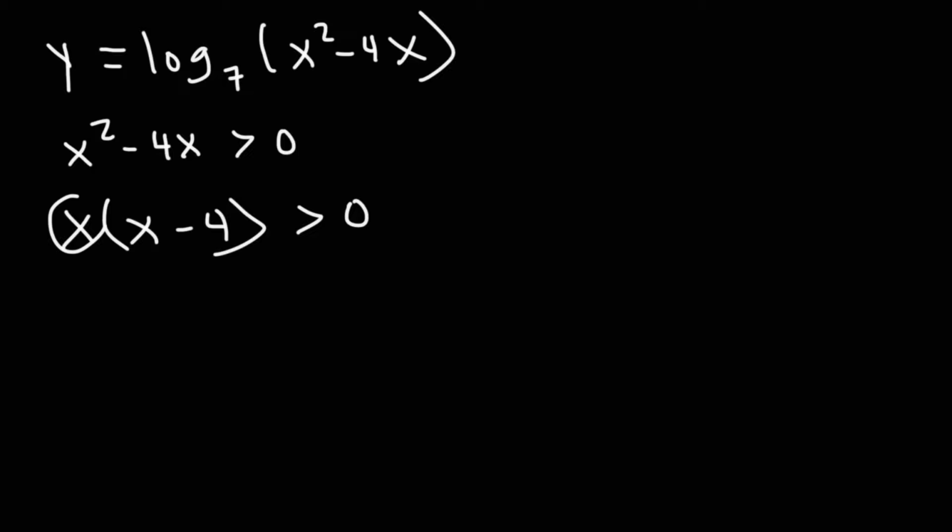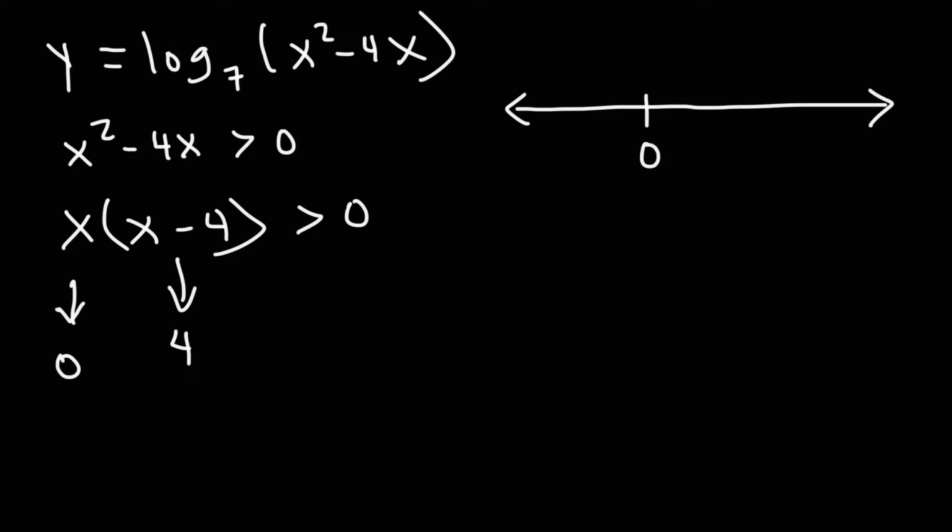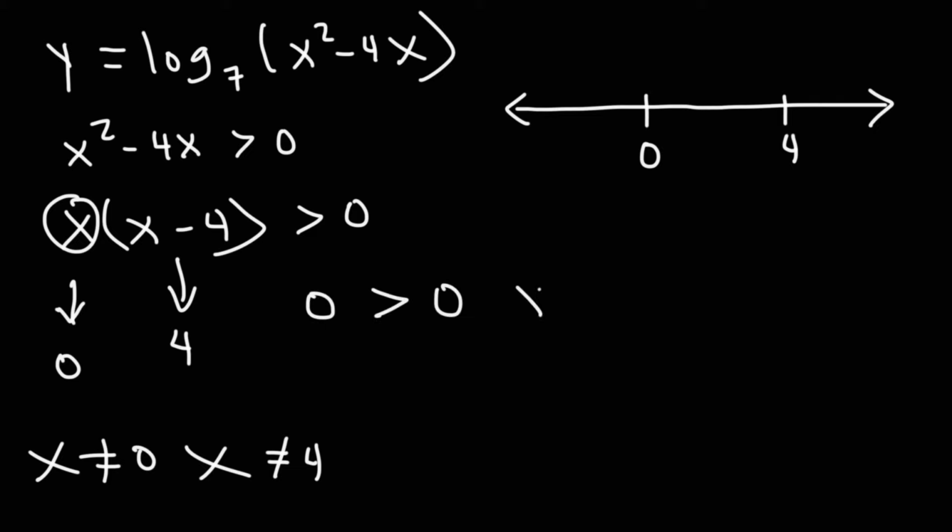Now if we set this to 0, we'll get 0. And the factor x minus 4 is going to be 0 when x is positive 4. So those are the two numbers of interest, 0 and 4. Keep in mind that x cannot equal 0 and x cannot equal 4. And the reason why we can say that is if you plug in 0 here, this entire expression will be 0. 0 is not greater than 0, so it doesn't work.